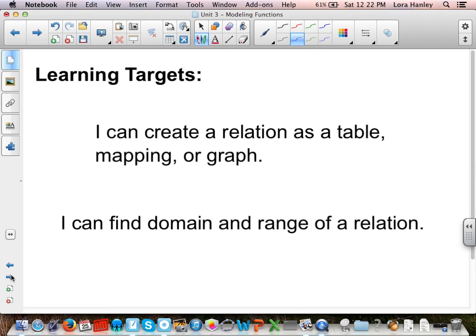Your learning target for the day: I can create a relation as a table, mapping, or graph. I can also find domain and range of a relation.